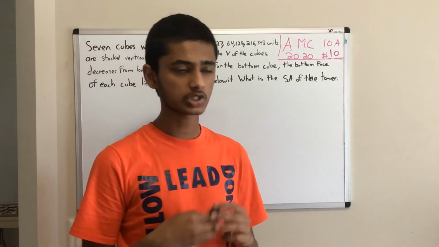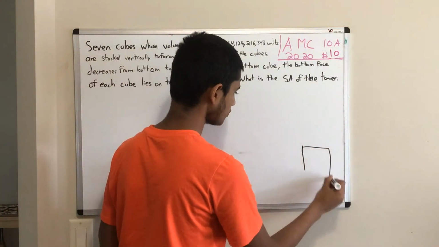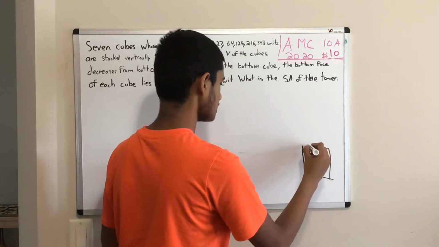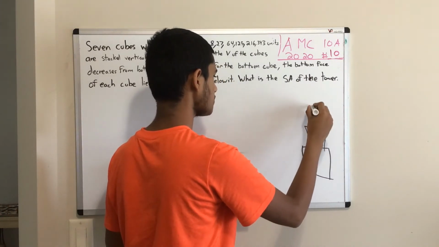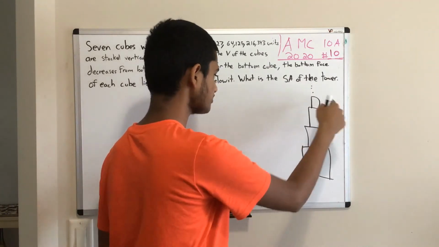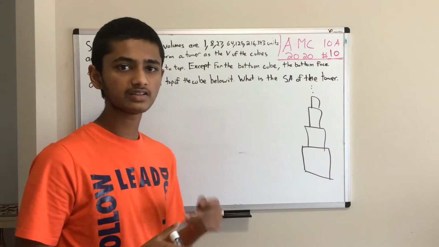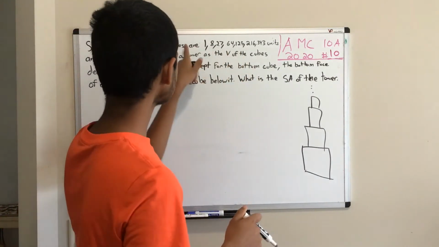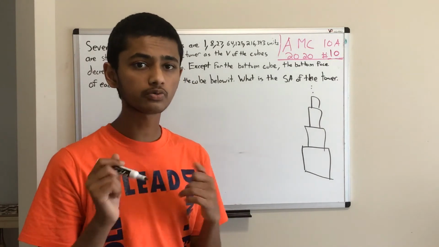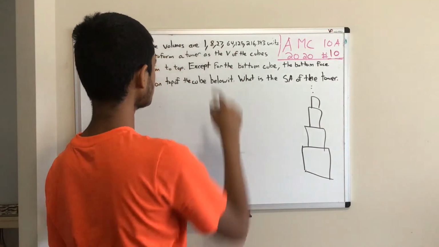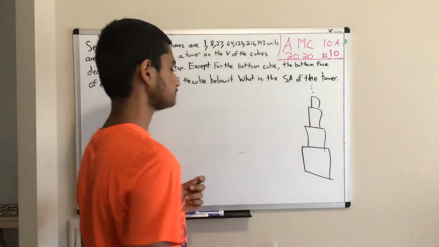So the best thing to do is obviously draw a picture. So I'm just going to draw a quick two-dimensional picture over here. This is the bottom cube. Then next comes the top cube, then the next top cube, and then it goes all the way up until we have a total of 7 cubes. And we can easily find the side lengths of each of these cubes because we're given the volume. The side length of a cube given the volume is simply the cube root of the volume, meaning that our cubes have side lengths of 1, 2, 3, all the way to 7.